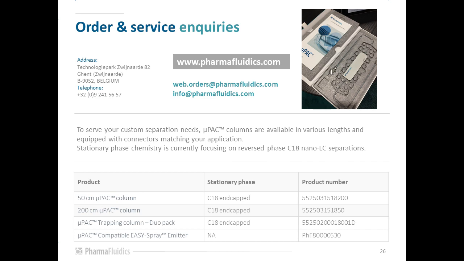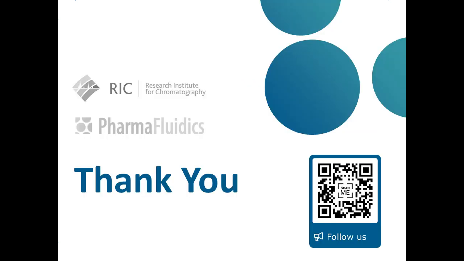info@pharmafluidics.com. As already mentioned, we have currently two types of nanoflow columns on the shelf, a 50 cm and a 200 cm long column, while our CAP LC column will be launched at the end of this year. Thank you very much for your attention, and we are happy to try answering all your questions.